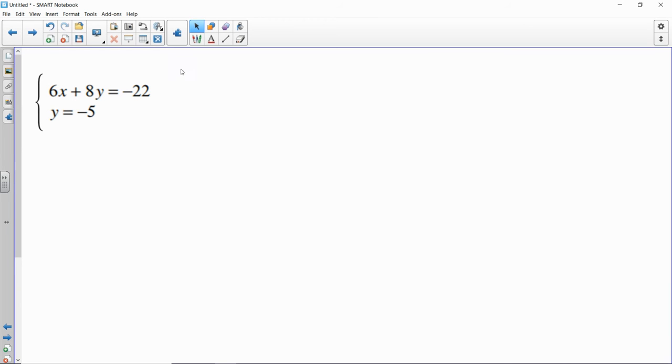So taking a look at problem number 6. This is probably the simplest one of the solving by substitution, as I already have a y value. So I'm going to substitute that into the first equation.